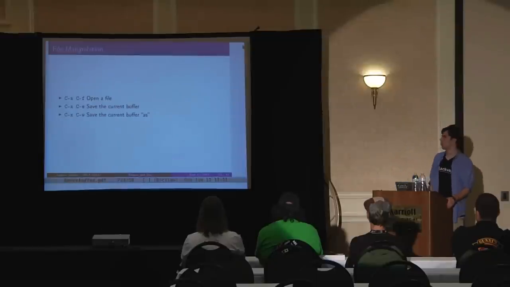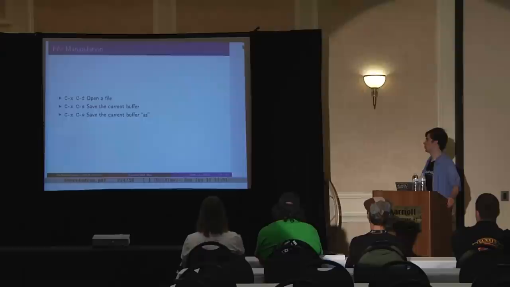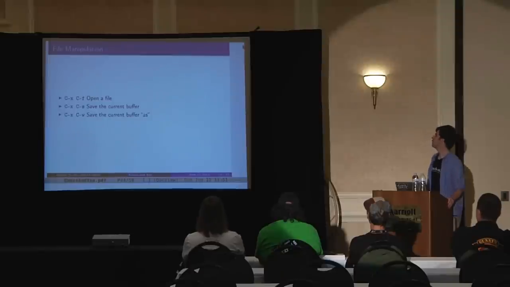So simple file manipulation: Control X, Control F opens a file, Control X, Control S saves the current buffer to a file, and Control X, Control W does the whole save-as deal. If you already have a file open, Emacs will just switch to the buffer when you use Control X, Control F.